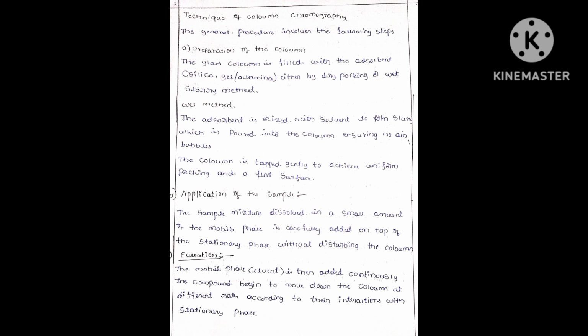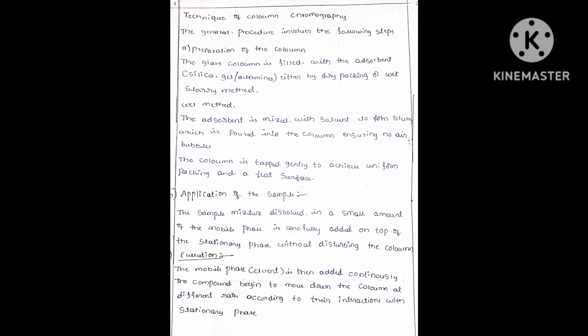Technique of column chromatography. The general procedure involves the following steps. A, preparation of the column. The glass column is filled with the adsorbent, silica gel or alumina, either by dry packing or wet slurry method. The adsorbent is mixed with solvent to form a slurry, which is poured into the column ensuring no air bubbles. The column is tapped gently to achieve uniform packing and a flat surface.